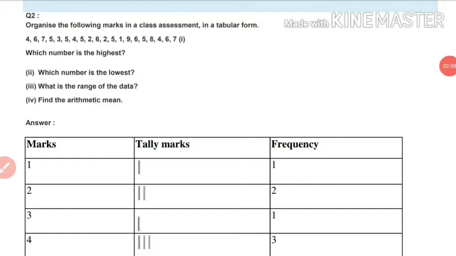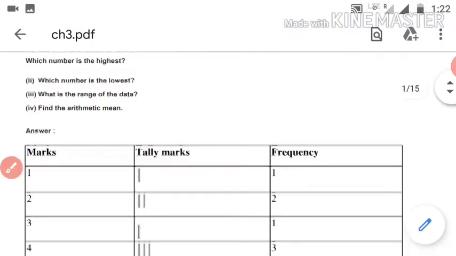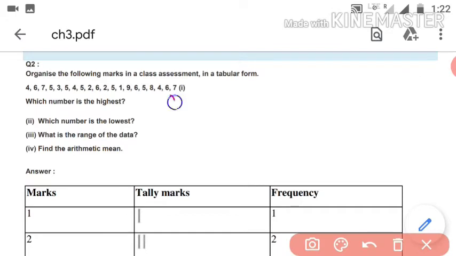Organize the following marks in a class assessment in a tabular form. Here some marks of a test are given: 4, 6, 7, 5, 3, 5, 4, 5, 2, 6, 2, 5, 1, 9, 6. Question number 1 asks which number is the highest, question number 2 which number is the lowest, question number 3 what is the range of the data, and question number 4 find the arithmetic mean.